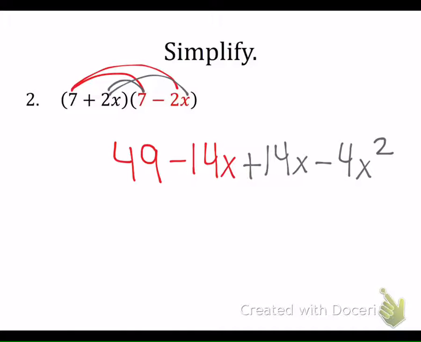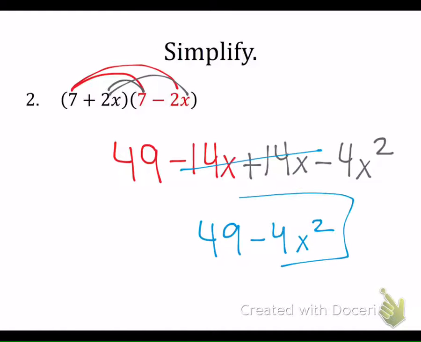Good. Now what happens in the middle? Yeah. That gives us a 0x, so we can just get rid of it. And 49 minus 4x squared. Questions?